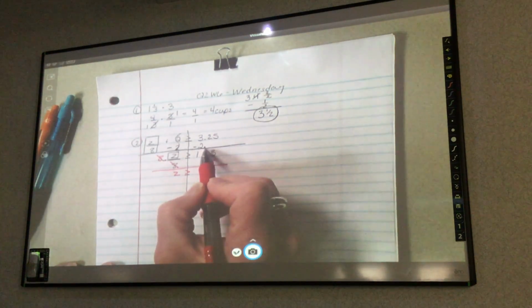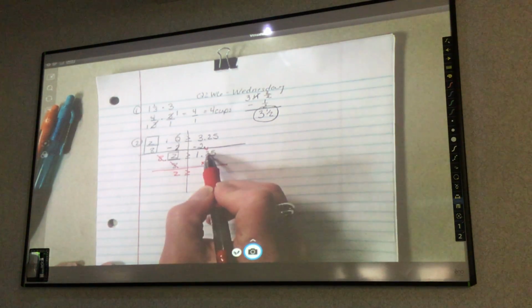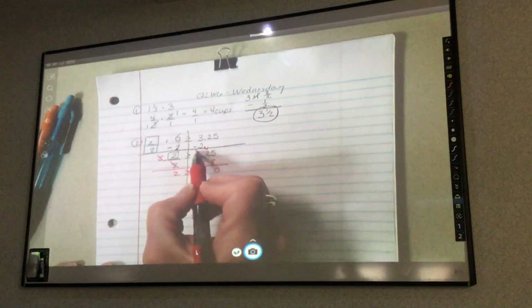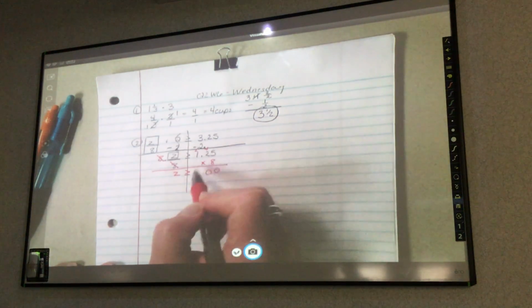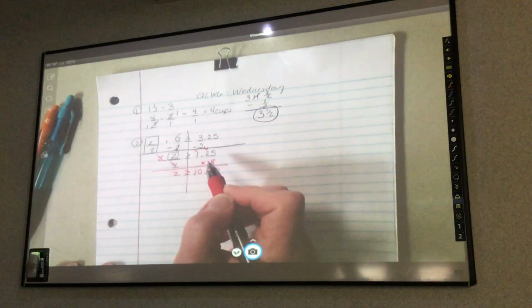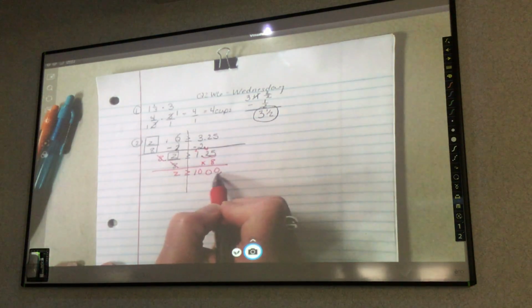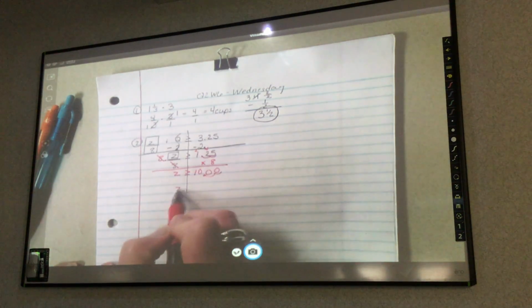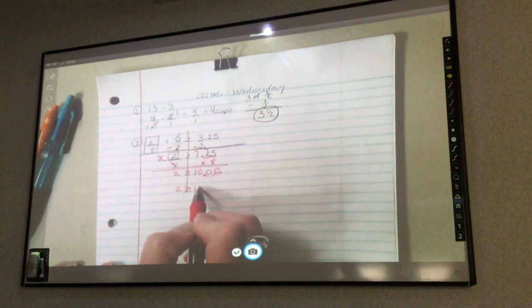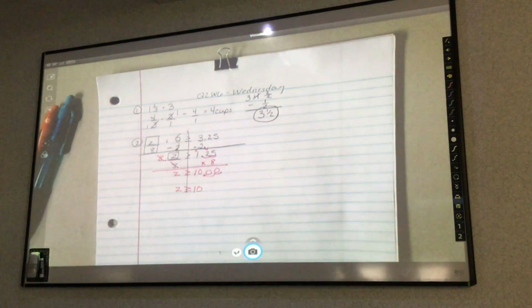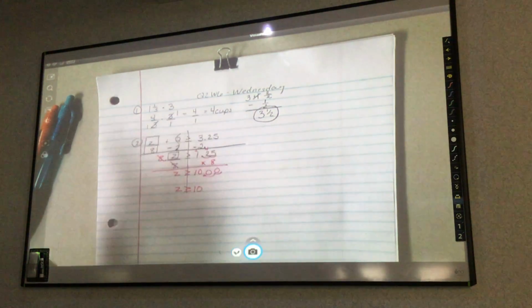8 times 5 is 40. 8 times 2 is 16, plus 4 is 20. 8 times 1 is 8, plus 2 is 10. But then I need to count my decimals. 1, 2, 1, 2. So Z is greater than or equal to 10. How many of you got number 2 correct? Excellent.